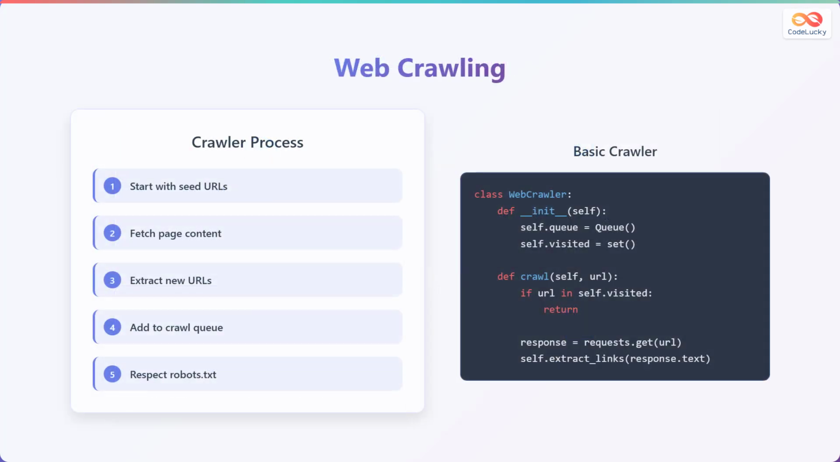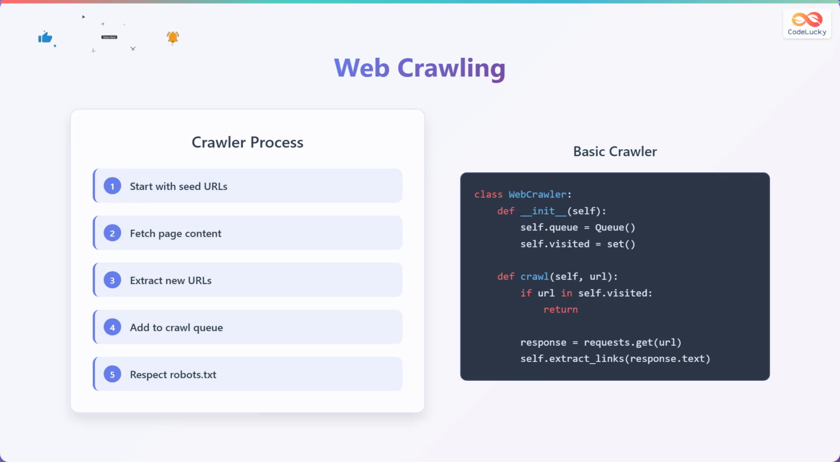Web crawling is the initial step in building a search engine. It begins with a set of seed uniform resource locators, or URLs, which are starting points for the crawler. The crawler fetches the content of these pages, extracts new URLs from them, and adds them to a crawl queue. The process continues iteratively, ensuring the crawler respects the robots.txt protocol, which dictates the parts of a website that should not be processed.